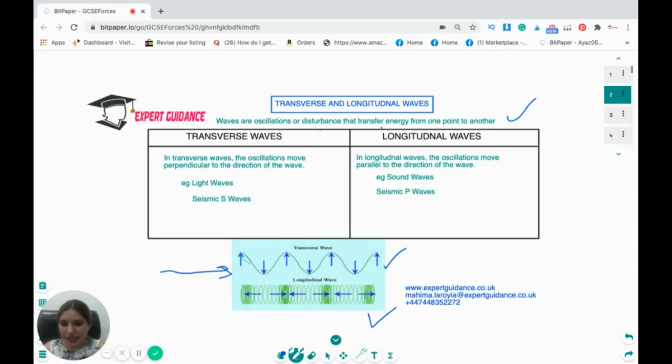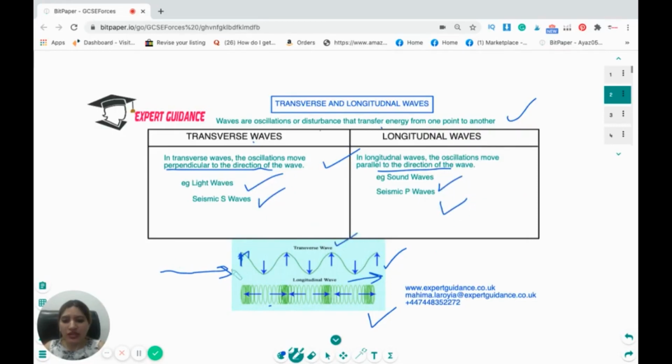Here you can see the transverse wave. If the wave is moving in this direction, the particles are moving up and down. That is, they are moving perpendicular to the direction of the waves. So in the transverse wave, the oscillations or the disturbances move perpendicular to the direction of the waves. Whereas if you see the longitudinal waves, there the particles or the oscillations are moving parallel to the direction of waves. So examples of the transverse wave are light waves and the seismic S wave. And for the longitudinal wave, it is sound waves and the seismic P waves.